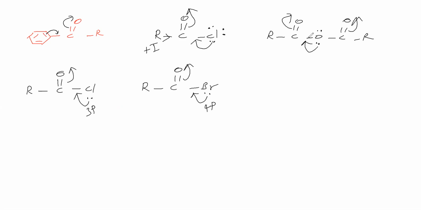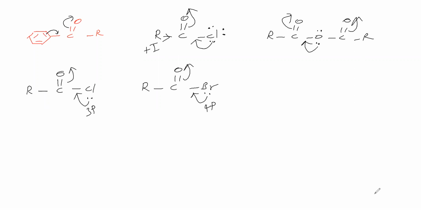Therefore, the resonance tendency will be less here when compared to this. So where is the resonance tendency less? The resonance tendency will be less here and more here. Therefore, the electrophilic nature will be less when compared to this, so nucleophilic addition will be less here when compared to this.